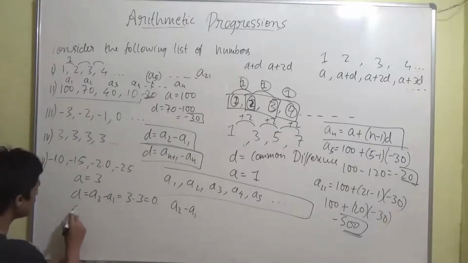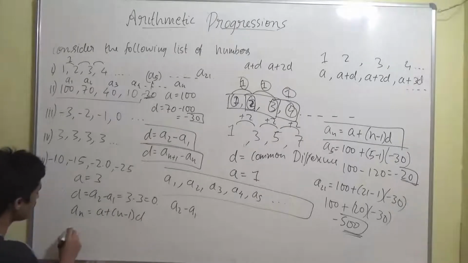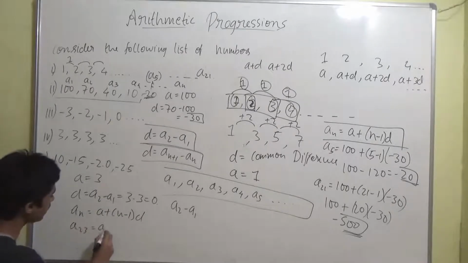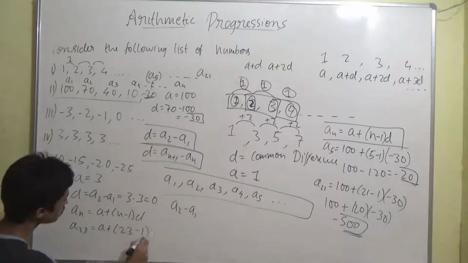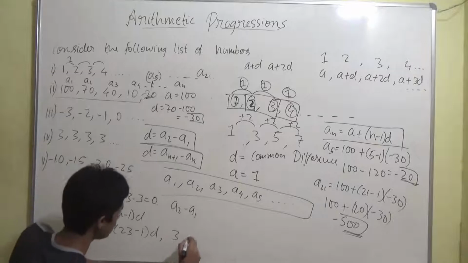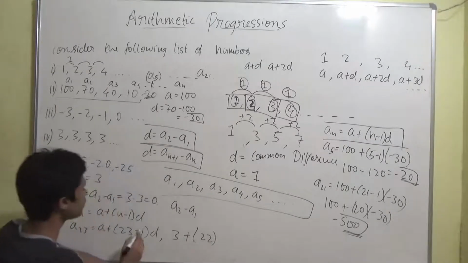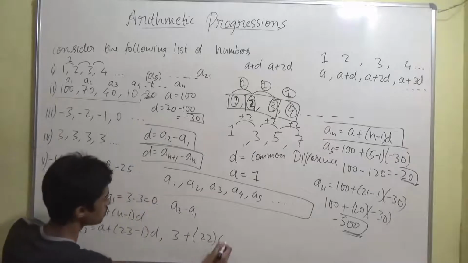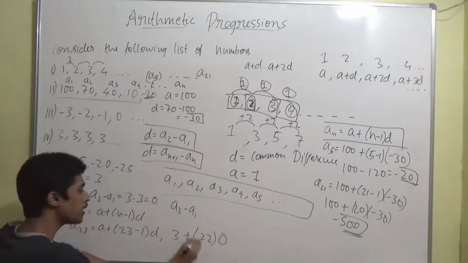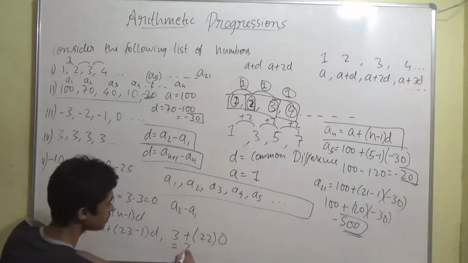23rd term means A of n equals A plus n minus 1 into d. So A of 23rd equals A plus 23 minus 1 into d. What is A? A is 3, plus 23 minus 1 is 22, and what is the difference? The difference is 0. So 3 plus 22 into 0. Anything into 0 is going to give you 0 itself, which means the final answer is 3.